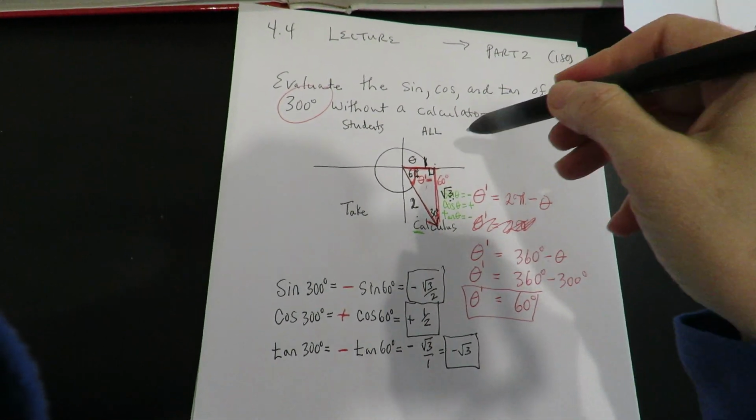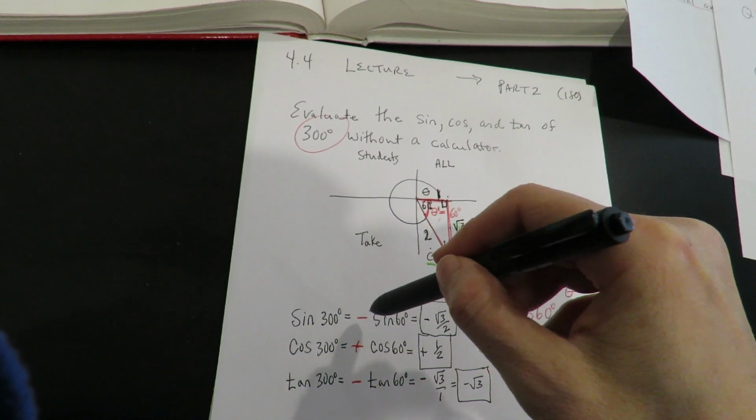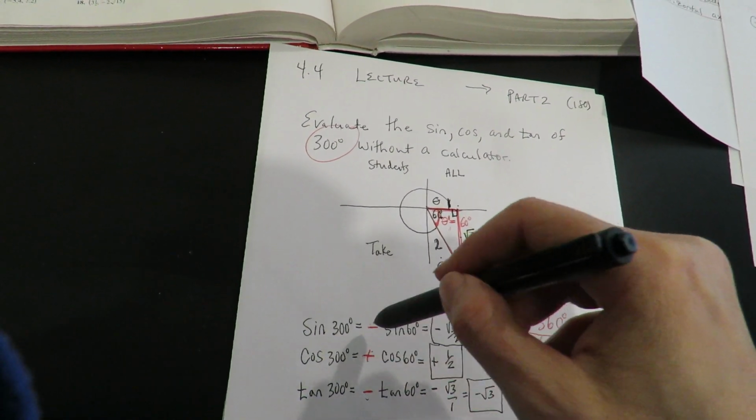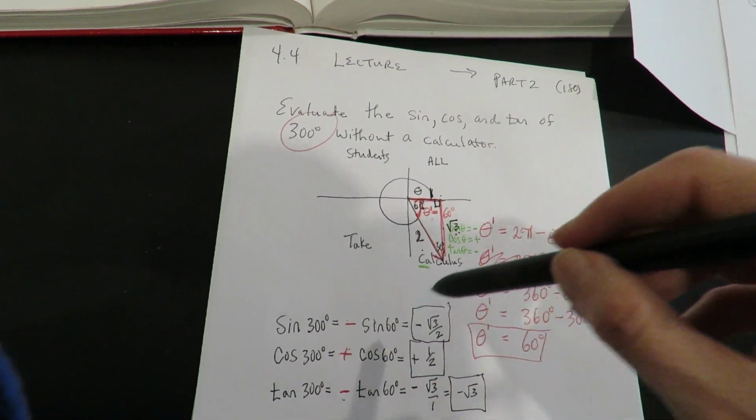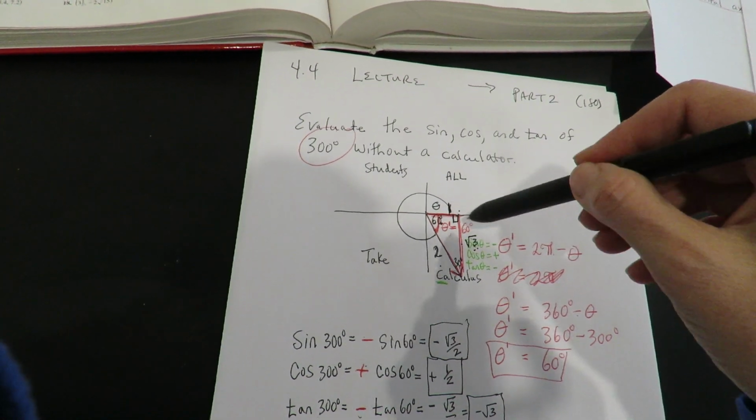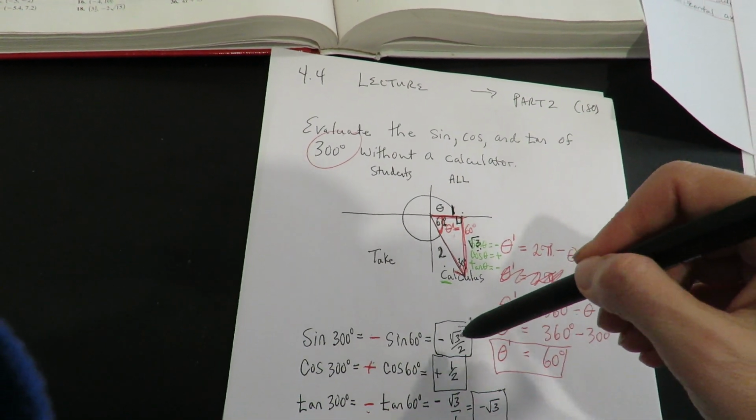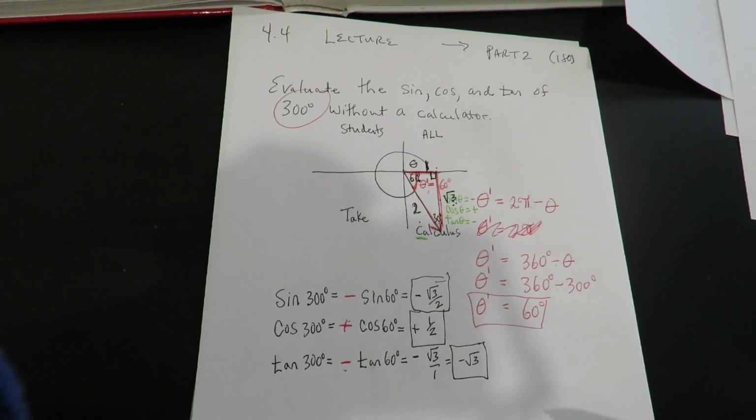So, step 1, find the reference angle. Step 2, figure out what the plus and minuses are for each of the trig functions. Step 3, evaluate the sides of the memorized triangle or unit circle to find the exact values of the trig function. All right, hope that helps.